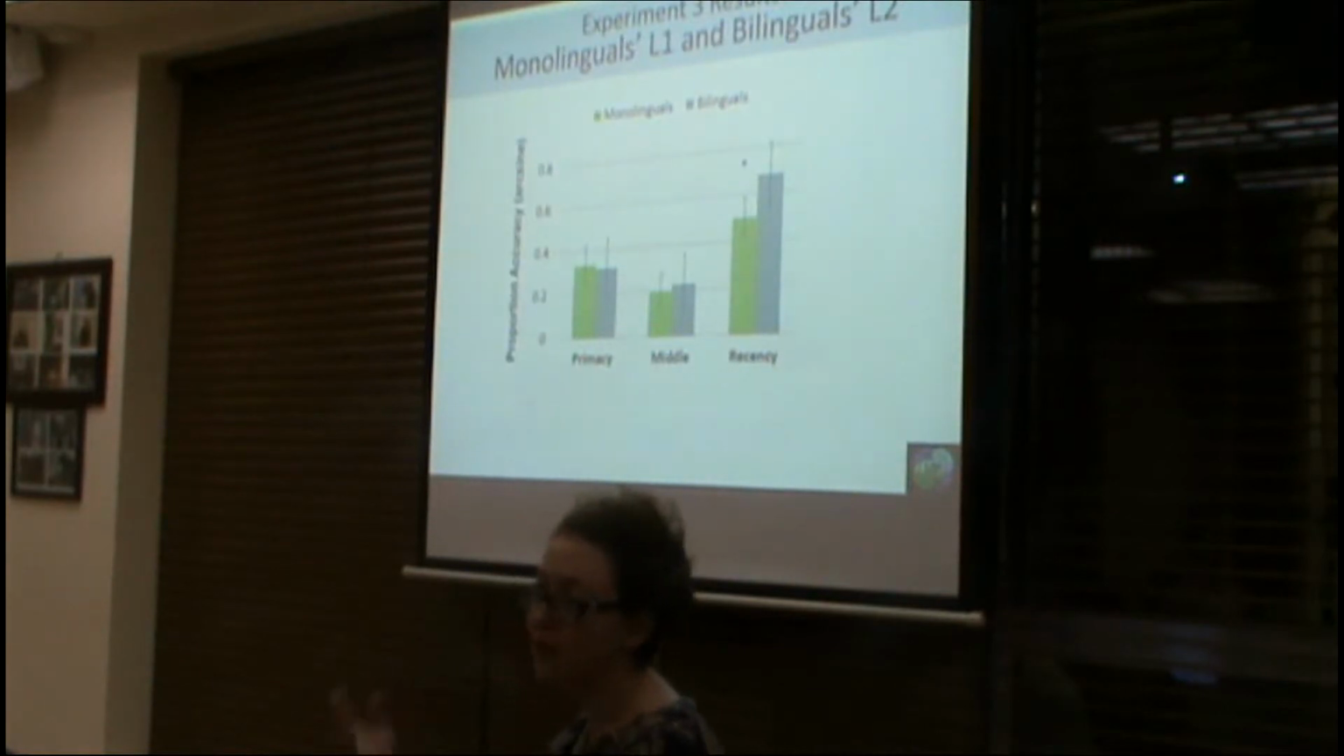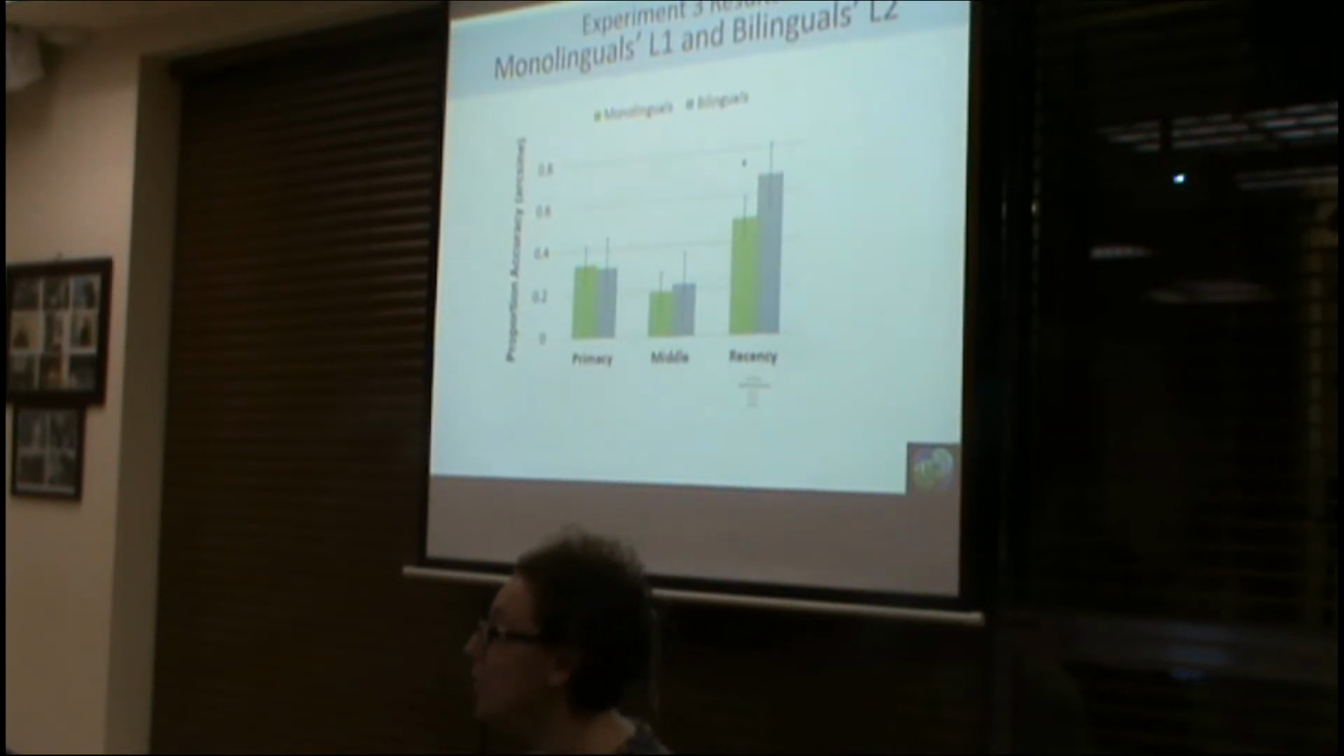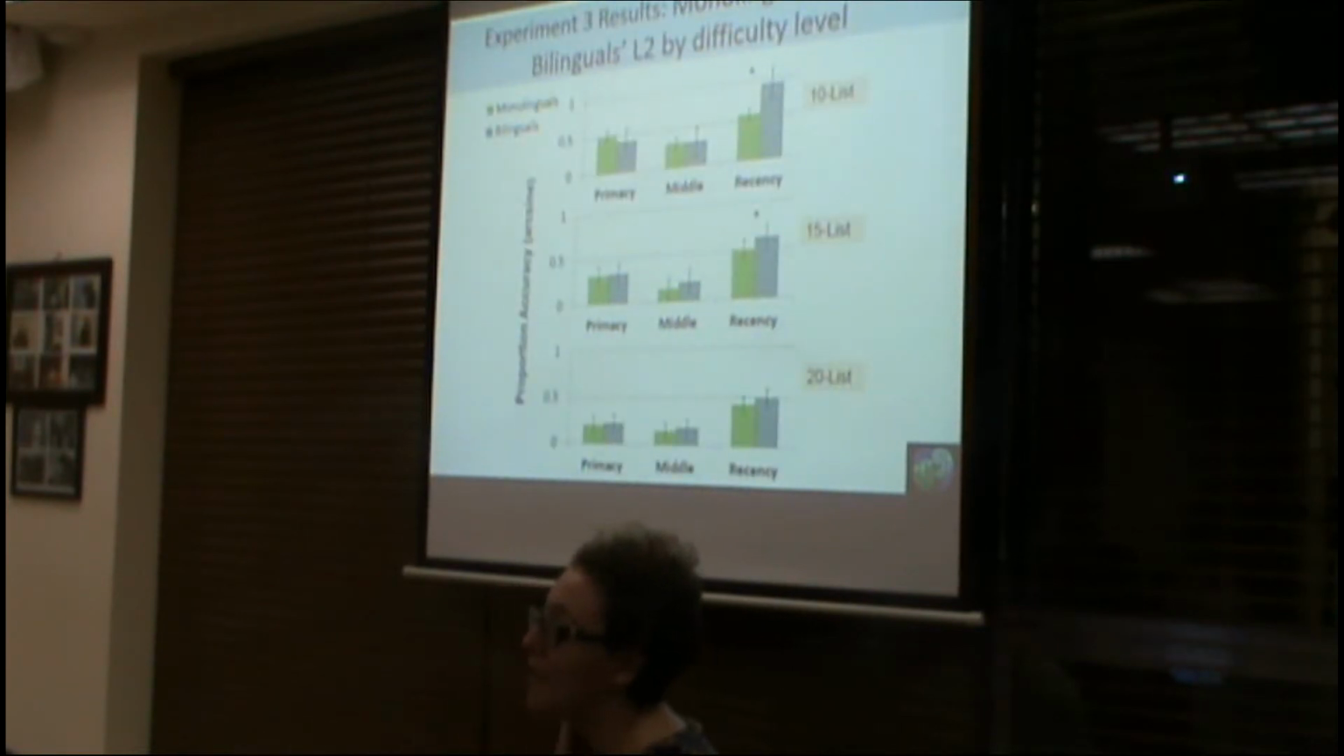So now we actually do have monolingual data here. This is the overall data pattern. Remember, monolinguals are doing it in English and bilinguals are doing it in English. What you see here is in the primacy and the middle region, no differences between groups. And in the recency region, bilinguals are actually doing better than the monolinguals. If you then go by difficulty level, that effect only holds for the easier levels of the task.